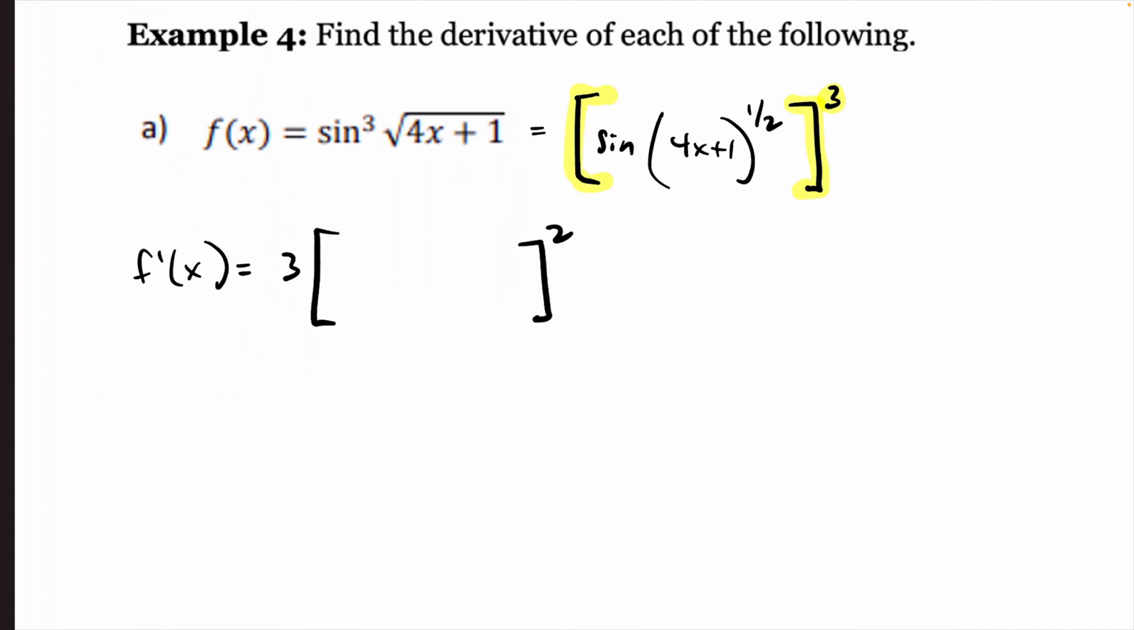But this time when we're actually finding the derivative, we can't leave it all blank. So what do we put in? The inside. We haven't touched the inside yet, but we're going to in a second. Chain.